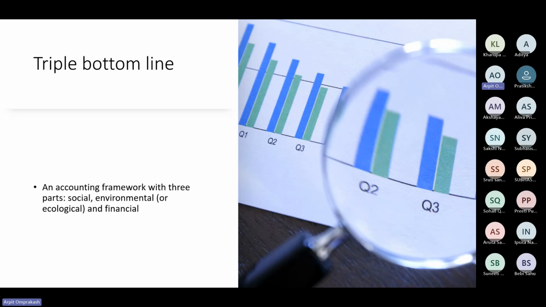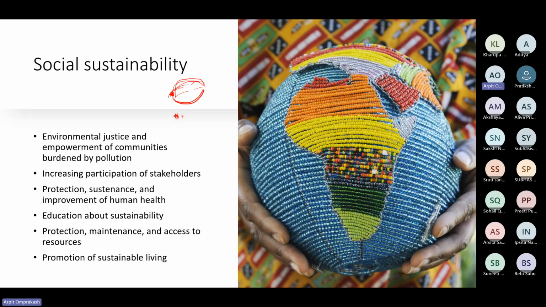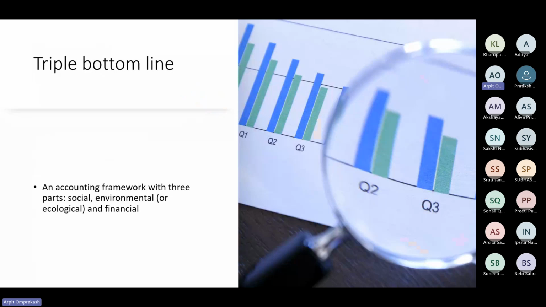So the first is social, which is basically things relating to social sustainability. So is this company empowering communities that are present nearby? Is it providing education or maybe spreading awareness in these communities, and other social things that the company can do?